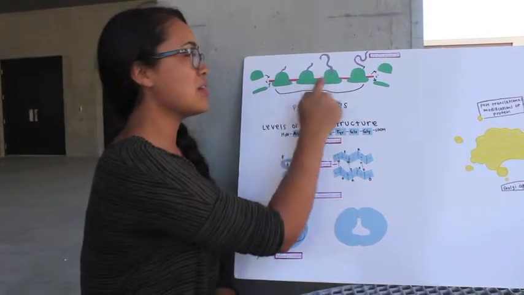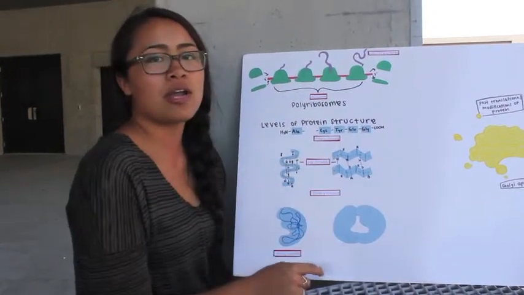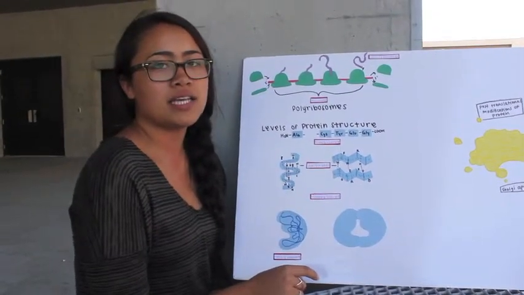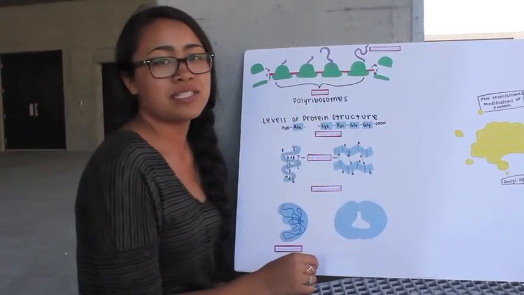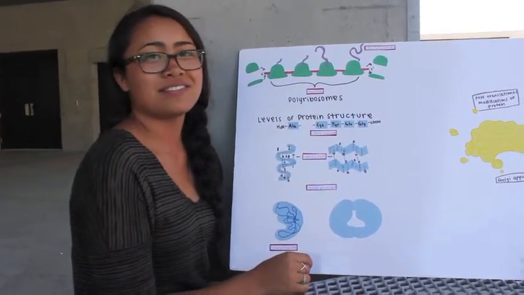Polyribosomes are a cluster of ribosomes that are attached to one strand of mRNA. This occurs while an mRNA is undergoing translation and multiple ribosomes attach. This makes protein synthesis occur faster.